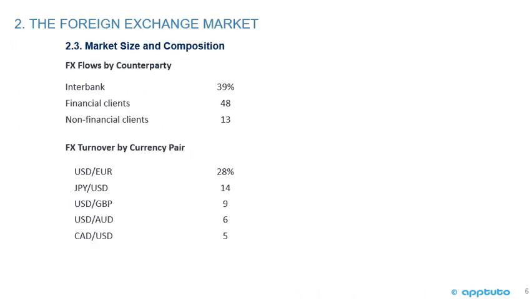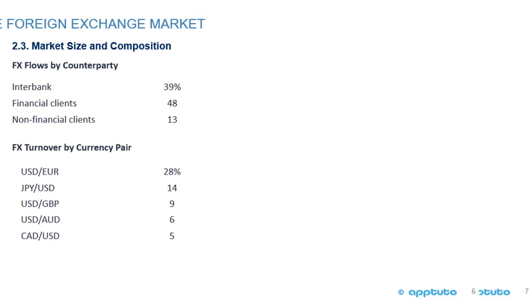And continue with just some statistics. You can see here the FX flows by counterparty. Interbank 39%, financial clients 48%, non-financial clients 13%. So the financial clients is the largest component there. And the FX turnover by currency pair, you can see it's the US dollar to the euro, which is 28%, by far the largest currency traded. After that, the Japanese yen, US dollar, Great Britain pound, US dollar, Aussie dollar, and finally the CAD US dollar.